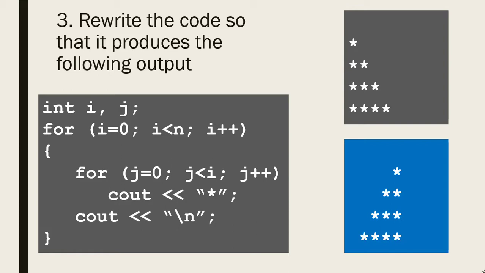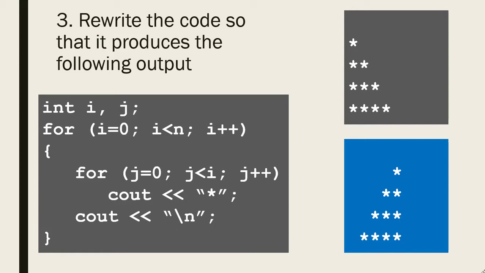Now, a much more challenging one. You see the pattern at the top on the right hand side. We were able to produce that with the code that's there. What if we wanted to produce the pattern you see in blue on the lower right hand side? How would we do that? It's kind of shifting everything over.